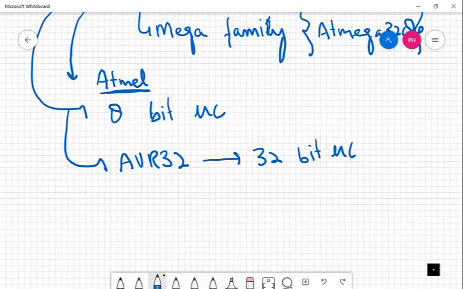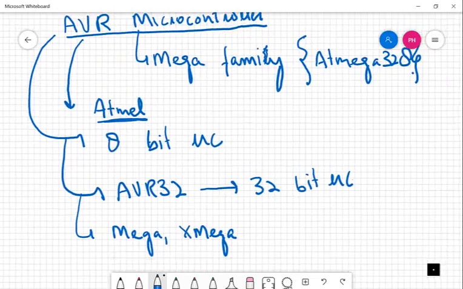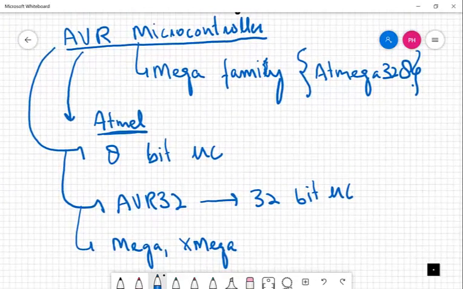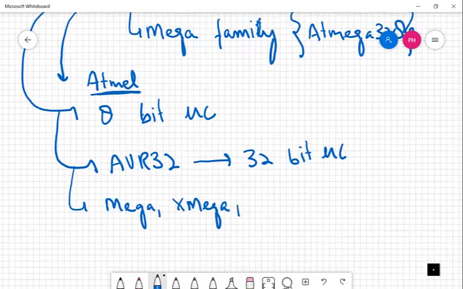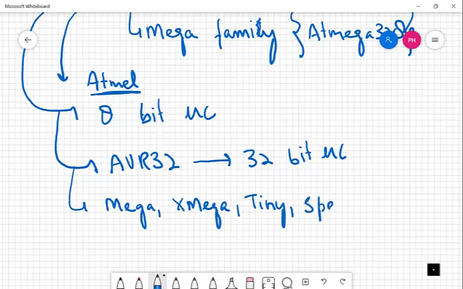Now you know what I mean by 8-bit microcontroller or 32-bit microcontroller. The families it has, I told you, we have a Mega family, we have Xmega. These are the categories of AVR microcontrollers. AVR microcontroller is a big family, and it is classified in 5 different categories: Mega, Xmega, tiny, we have special purpose, and we have classic.